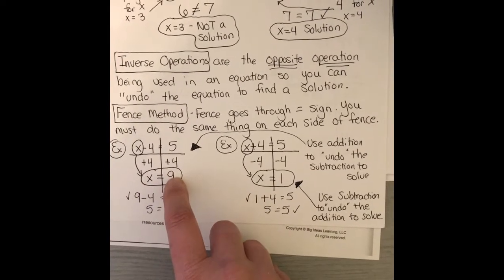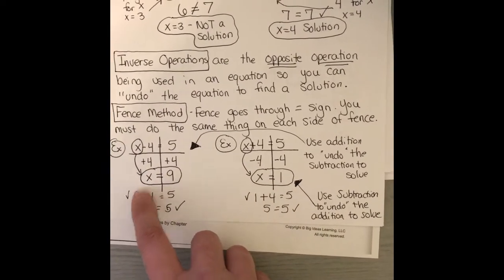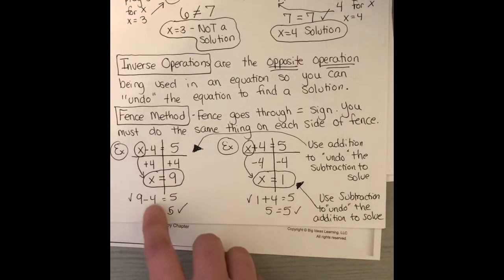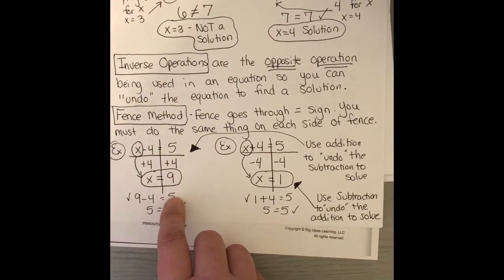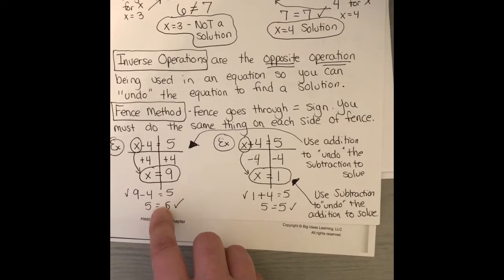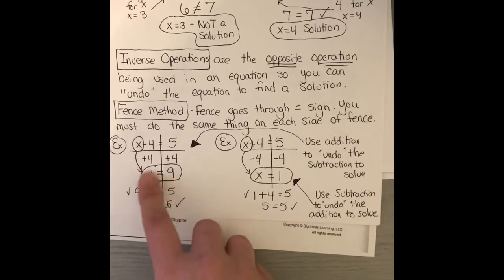That is my solution. I can check it by plugging 9 in for x. So I would have 9 minus 4 equals 5. I do get 5 on this side. That equals 5. So yes, that would be a solution.